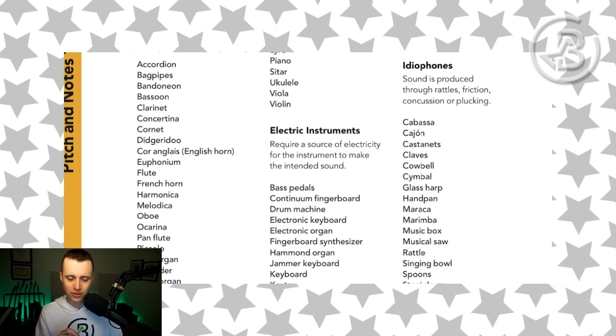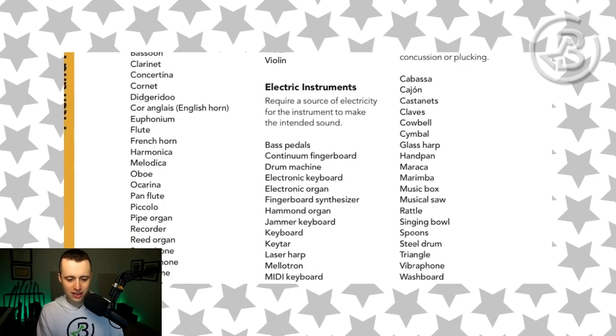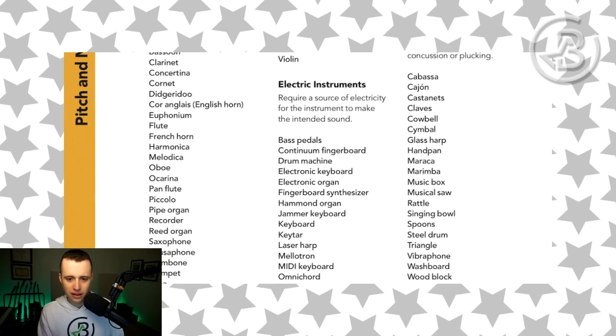Now, with idiophones, sound is produced through rattles, friction, concussion, or plucking. So that's going to be like a cabasa, a cajon, castanets, bring them together, cowbell. I have a fever, and the only thing that can fix it is an idiophone. So striking a cowbell, there you go, concussion.